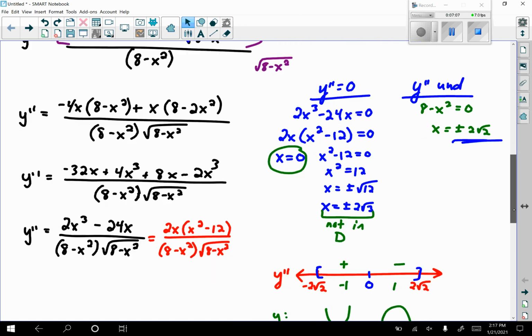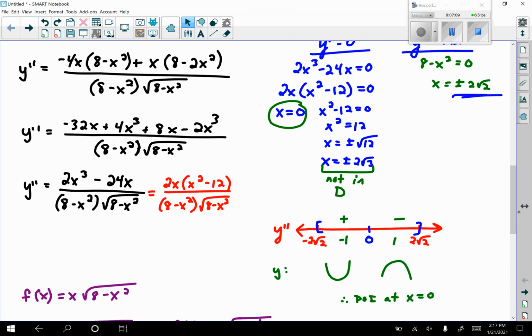I'm going to make my second derivative number line. Again, put the brackets. I'm only testing on either side of 0. So if I substituted a negative 1 back into, we'll say this version of it, 2 times negative 1 is negative. Negative 1 squared minus 12 is still negative. So I get a negative divided by my denominator, which is always positive. So a negative times a negative is a positive over a positive gives me positive. When x is 1, I'll get a positive times a negative over a positive, so that's negative. So here's our concavity, and we have a point of inflection at x equals 0.